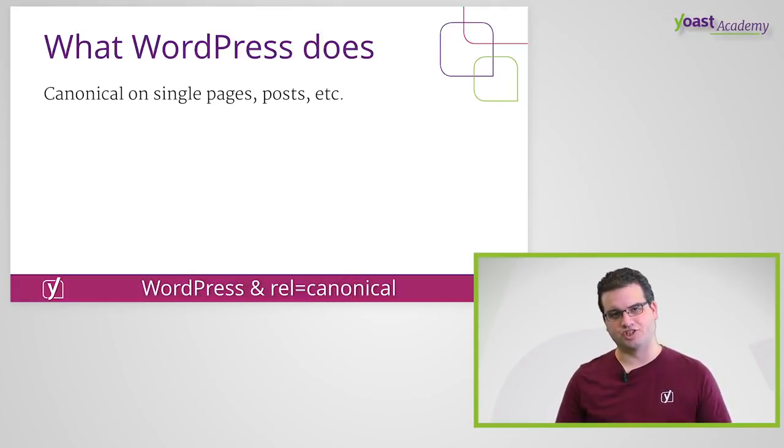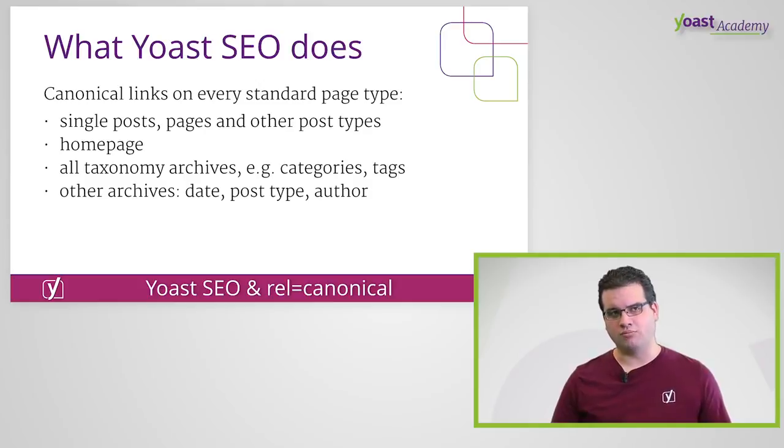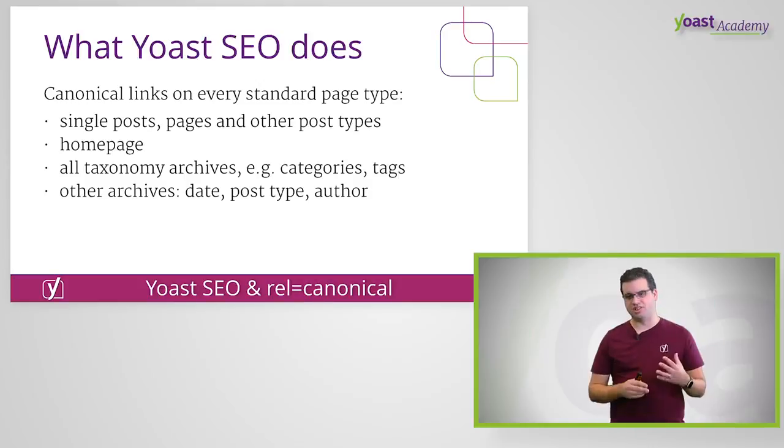WordPress does this for single posts and pages, but not for any other URLs on your site. It doesn't do it for your homepage. It doesn't do it for categories. It doesn't do this for a lot of different types of URLs that you can have. We make sure that Yoast SEO does this everywhere. So single posts and pages, your homepage, category archives, tag archives, date archives, author archives, whatever you can think of, all these different types of pages that WordPress has, we cover and we give you a canonical on that page.